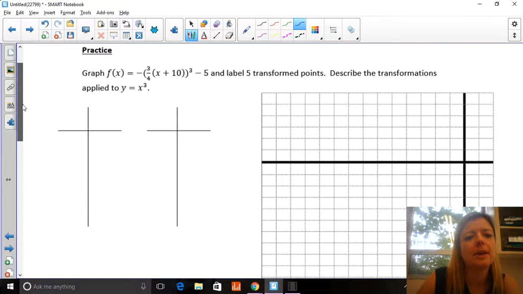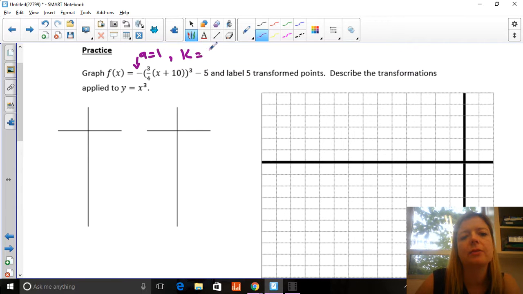All right, so here is a practice question for you to do. Okay, so the first thing you should do is identify your A, K, D, and C values. So do that now. So your A value is -1. Your K value is 3/4. Your D value, careful, is -10. And your C value is -5.